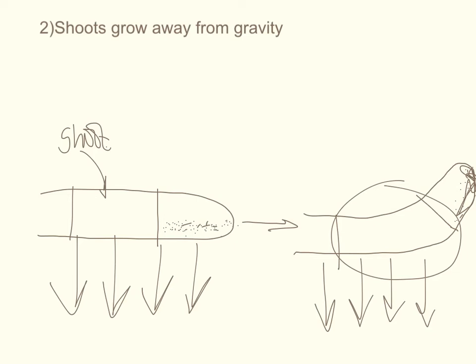So if this is done in a dark room, this will still be the response, as it's acting away from gravity. So the shoot is growing away. Our third response in a plant's growth will be the roots growing towards gravity. So this will be known as a positive geotropism or a positive gravitropism. So let's take, for example, a root that is growing sideways.